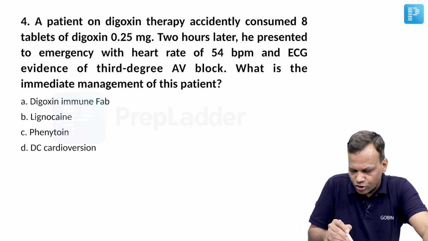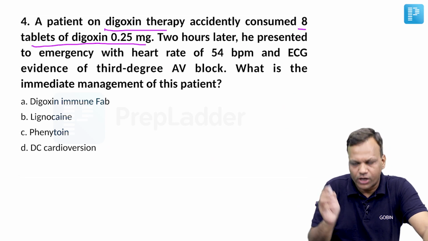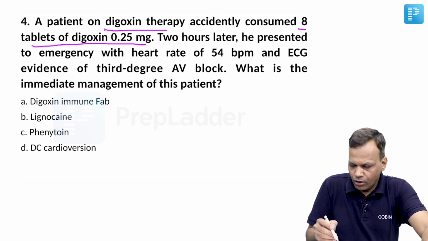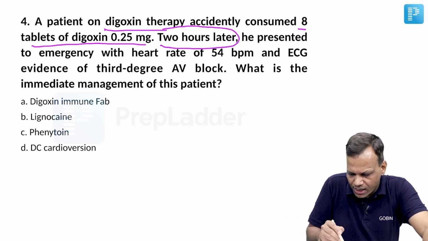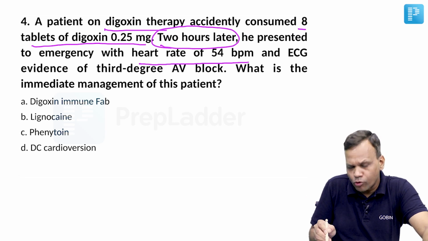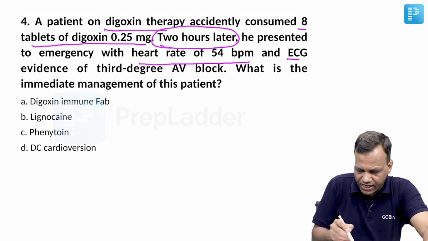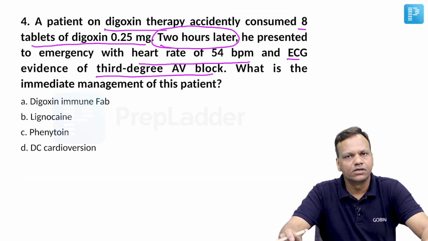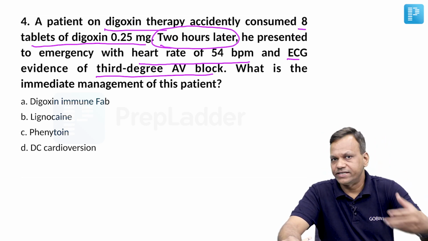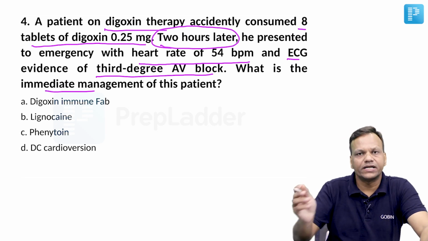A patient on digoxin therapy accidentally consumed 8 tablets of digoxin 0.25 mg. So simply it is digoxin overdose. 2 hours later, the patient presented to emergency with heart rate of 54 beats per minute. So that is bradycardia and ECG evidence of third degree AV block. So we know in overdose, digitalis can cause bradycardia, it can cause blocks, so that is seen in overdose. So what is the immediate management?